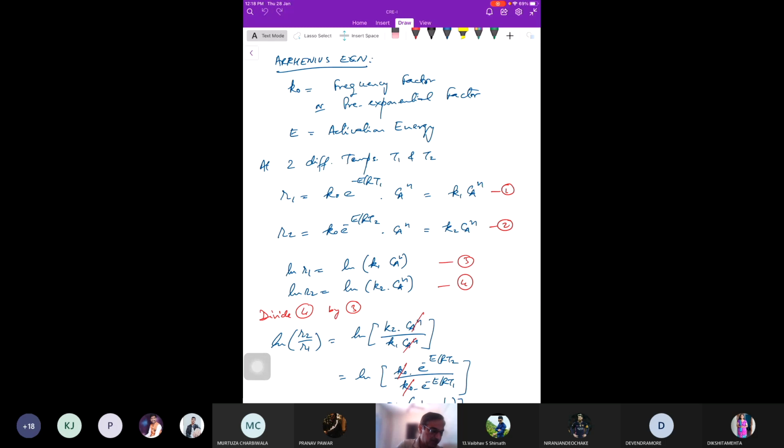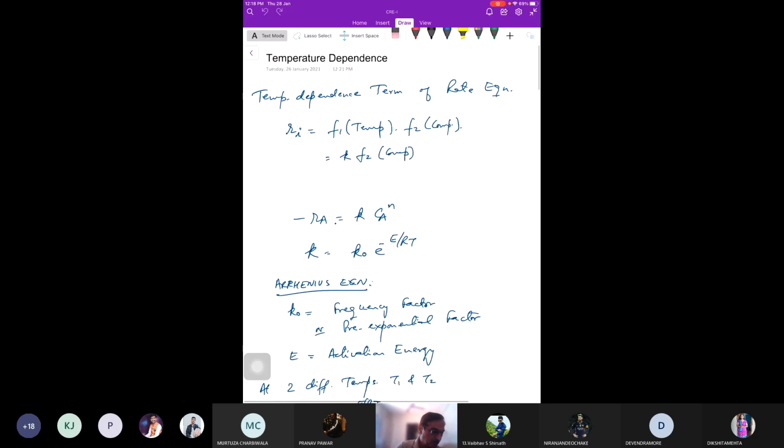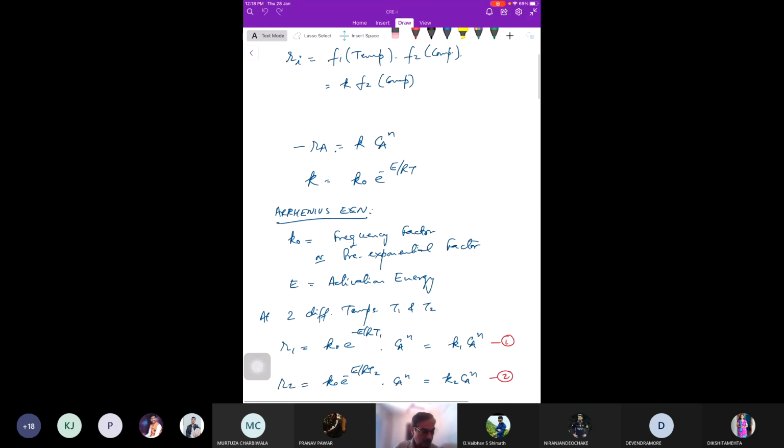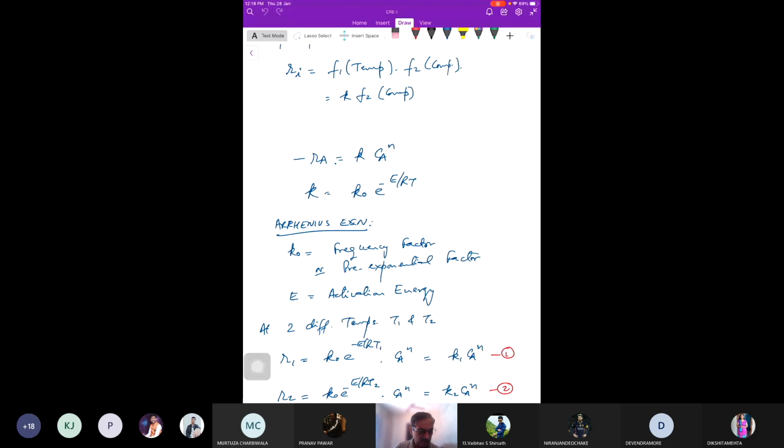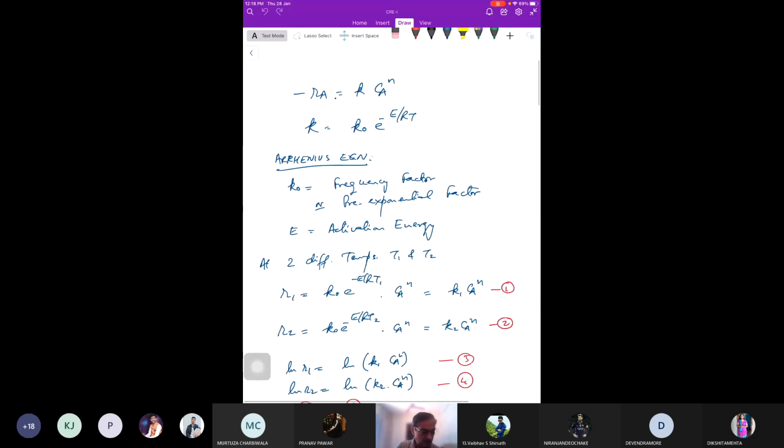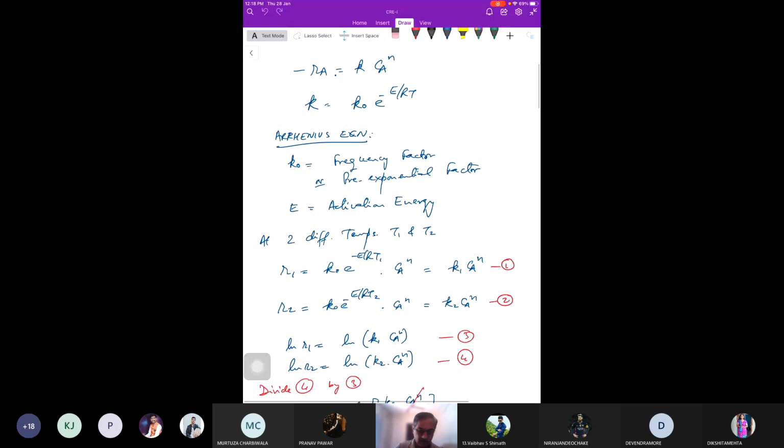Okay, so let me repeat it. We are looking at temperature dependency of the rate equation. R is a function of temperature and composition, and temperature dependence is represented by the rate constant k. Minus r is equal to k C to the power of n, and k is equal to k naught e to the power minus E by RT. Right? k naught is the frequency factor or exponential factor. E is the activation energy. Take two temperatures T1 and T2.